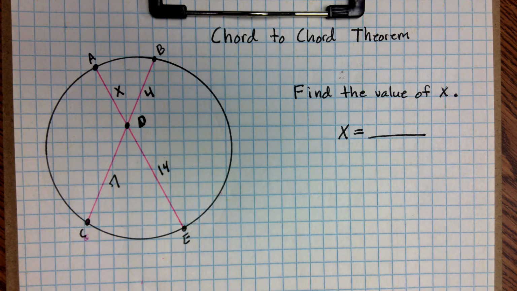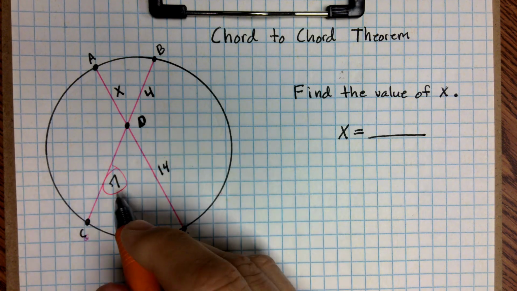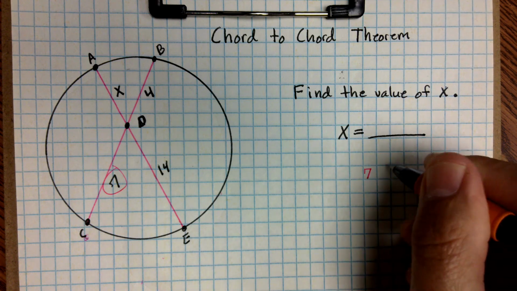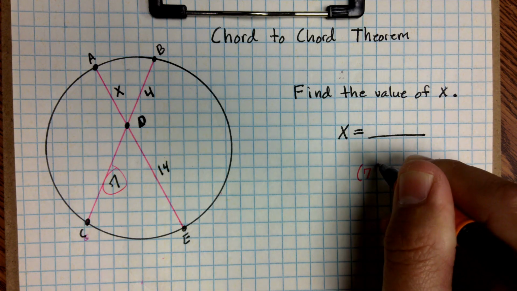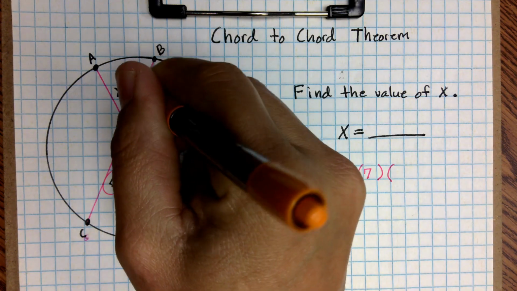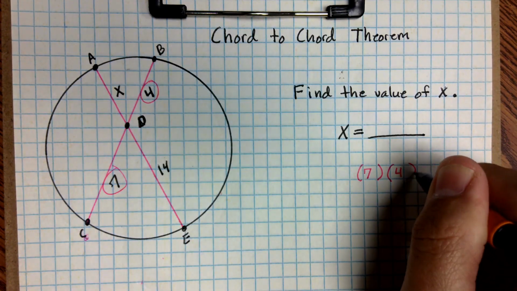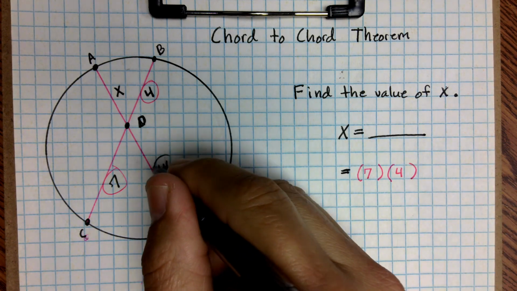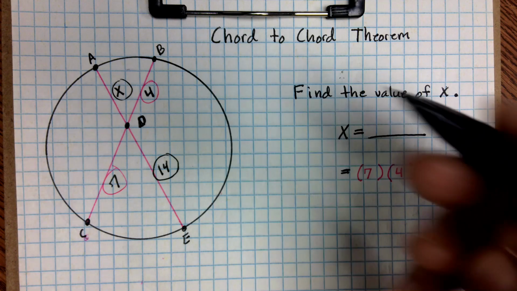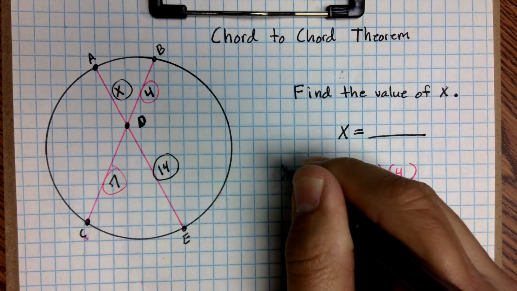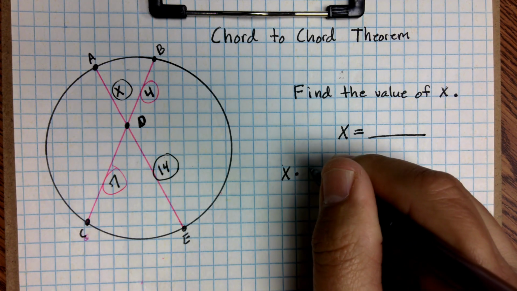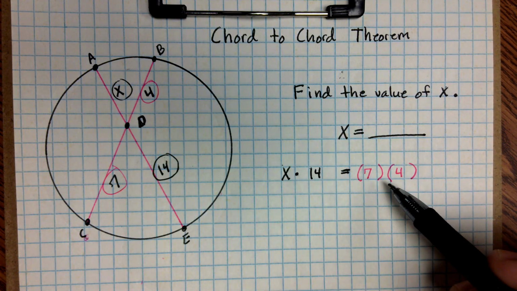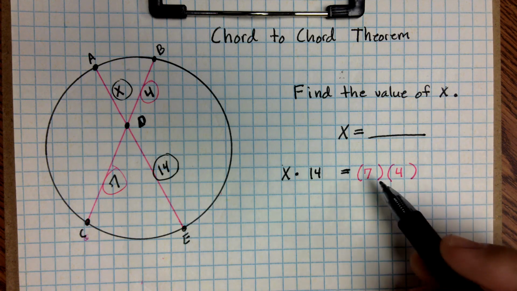So if I want to set up this problem, I'm going to go ahead and write this out. I'm going to start with this one here that has two numbers. I'll set up my problem and say 7, put it in parentheses, so that means times this 4. And I'm going to set that equal to the second chord's values, which are 14 and x. So I'll do x times 14. Now you could just put a dot instead of putting the parentheses. I just happen to put parentheses on this first one.